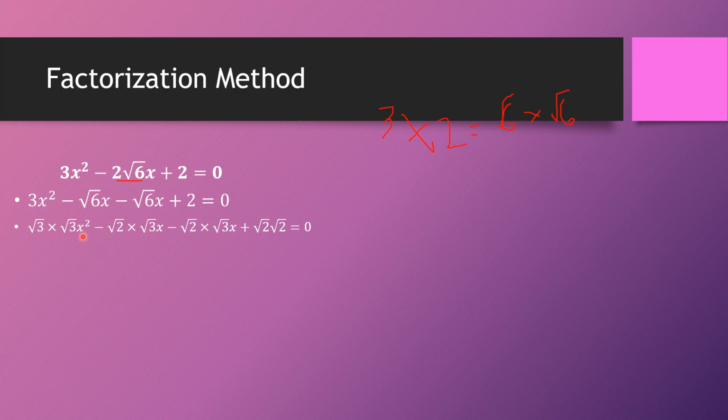Root 3x in the first two brackets. Can you see what is common over here? Root 3 and 1 of the x, so root 3x is common. So see, root 3x I have taken common. What is left? Root 3x minus 2.